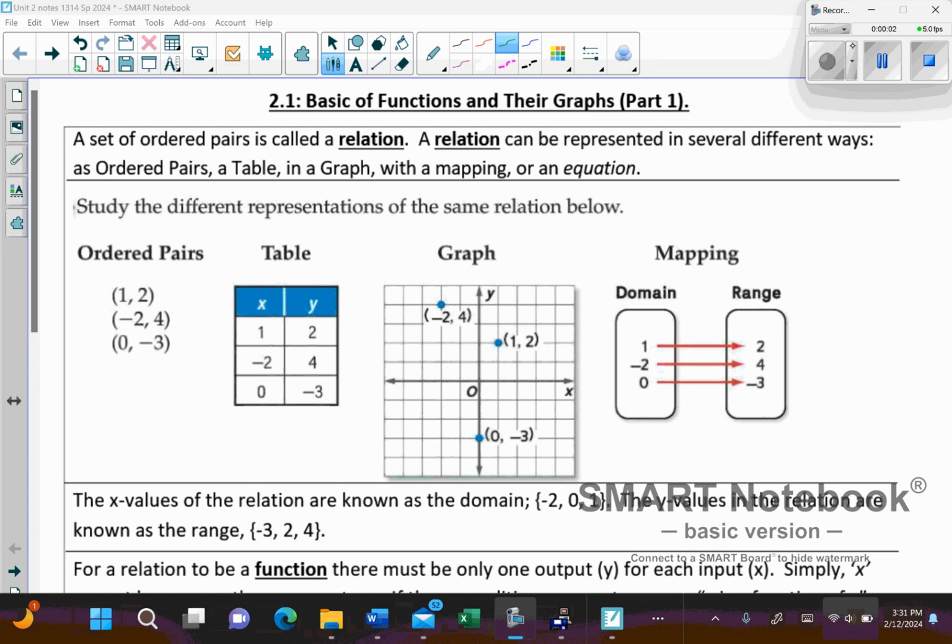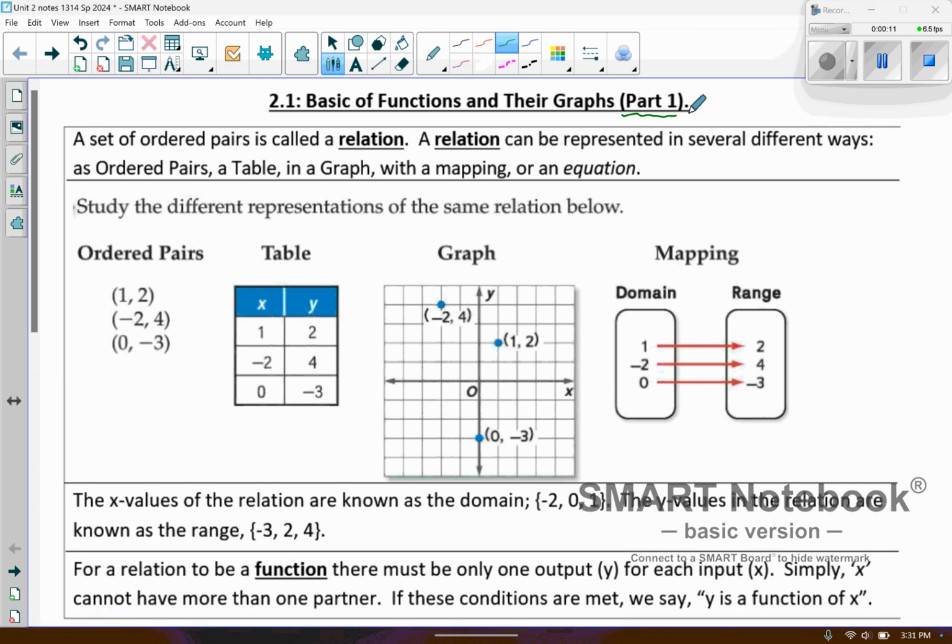Okay, so we're on to Unit 2. This first section is basics of functions and their graphs. And so you can see that this is going to be part 1, so 2.2 will be part 2. And so really this unit is going to be all things functions. And so first we kind of have to start out and define what functions are.